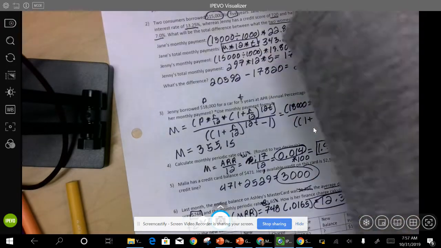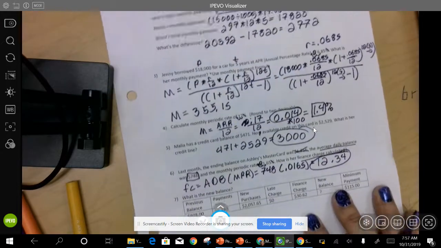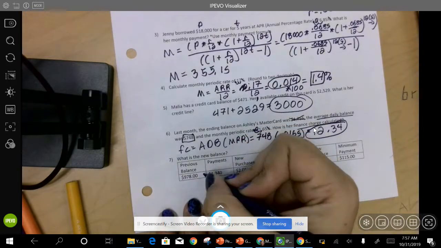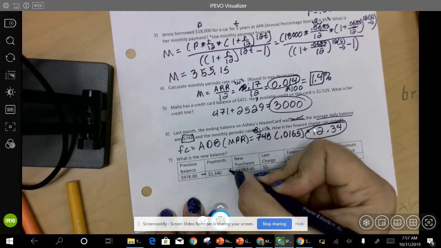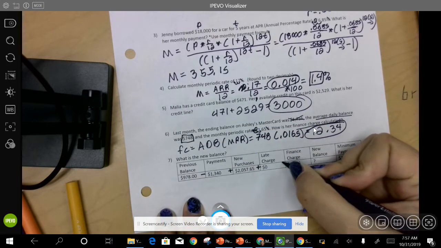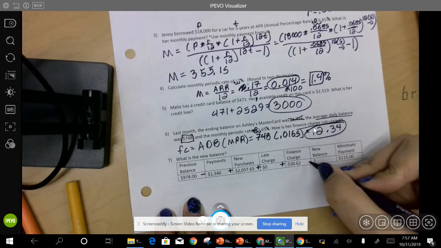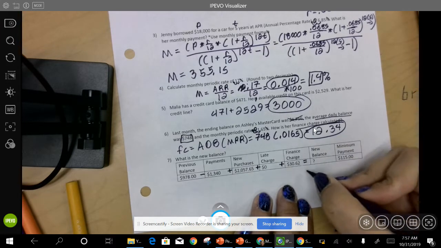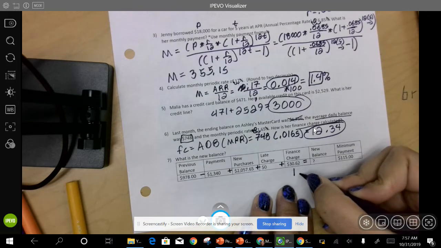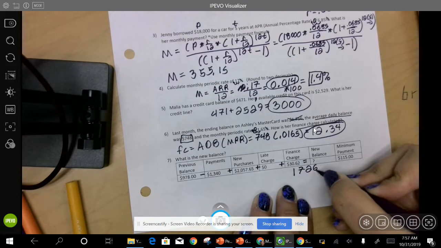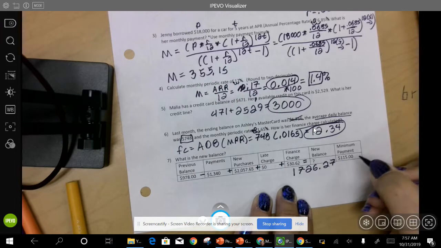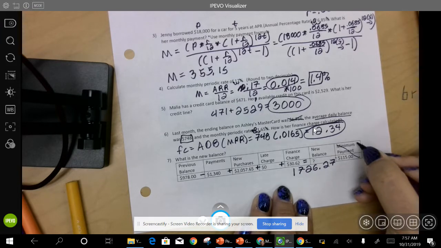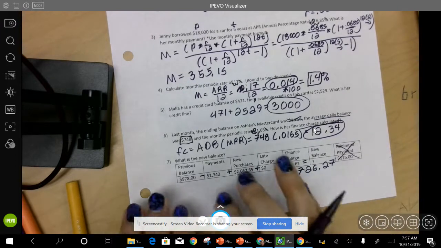Okay, so for this one, everybody, what is the new balance? Remember, previous balance minus the payments plus new purchases plus the late charge plus the finance charge. So the new balance is going to be $1,726.27. We don't need the minimum payment to figure out the new balance.